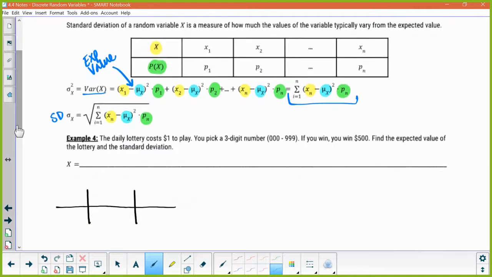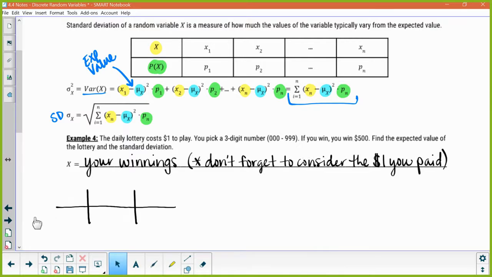Okay, so the daily lottery costs $1 to play. You pick a 3-digit number. We're looking at 000 to 999. If you win, you get $500. Find the expected value of the lottery and the standard deviation. So the first thing we're going to do is define our variable x. X is going to be our winnings.